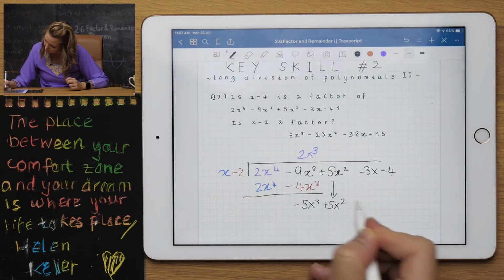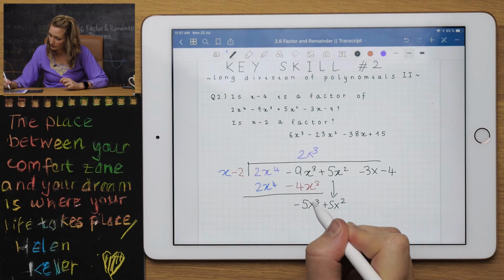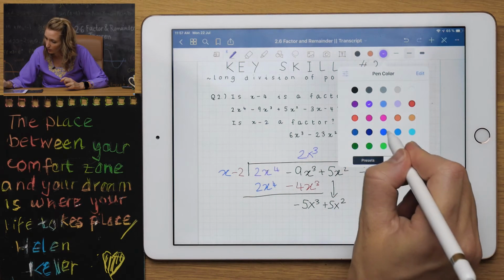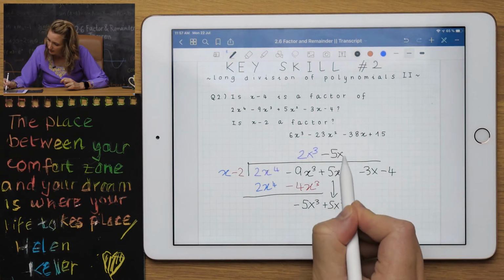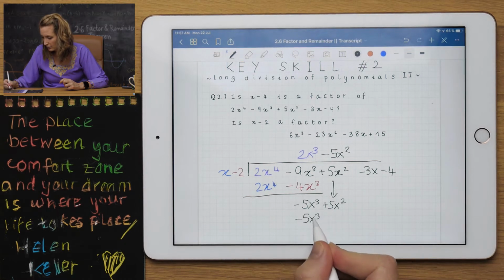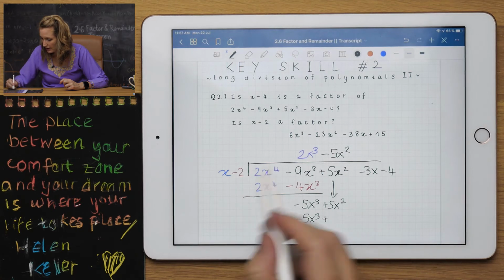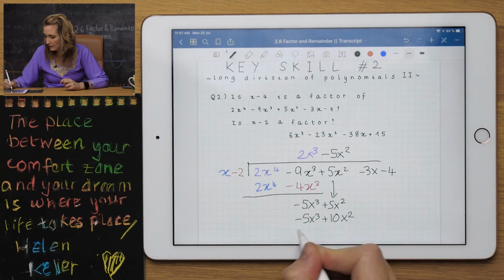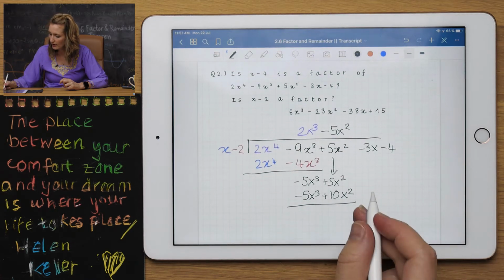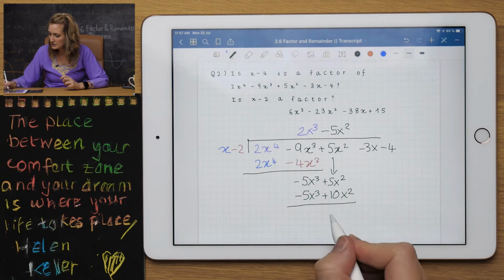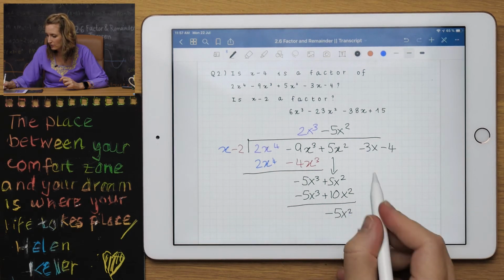Drag down. Minus 5x cubed divided by x would be minus 5x squared. Minus 5x squared. Multiply. Minus 5x cubed. Plus 10, double minus, and 2 times 5, 10x squared. Okay, here we go. Subtract. That would be 0. 5x squared minus 10x squared would be minus 5x squared.